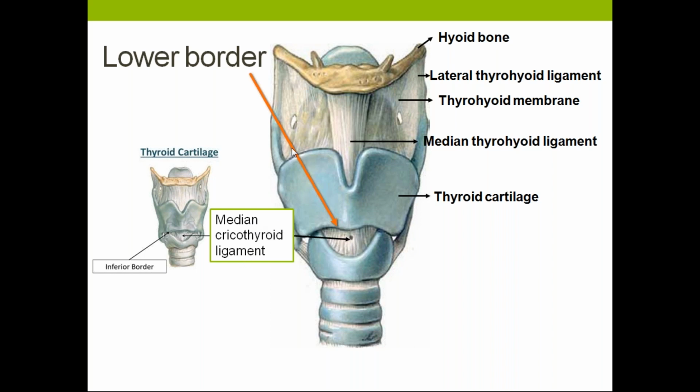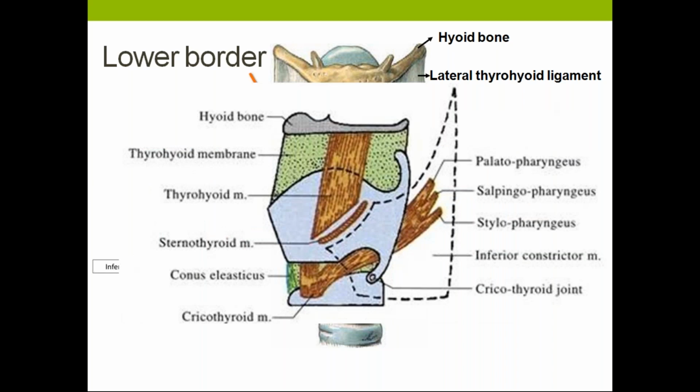So now the upper border gives attachment to the thyrohyoid membrane, and the lower border to the cricothyroid membrane. It is also otherwise called conus elasticus or cricovocal membrane. Now we'll see the other attachments of the lower border. If you see the shape of the lower border, it is straight in front and concave behind. This is the side view of the larynx.